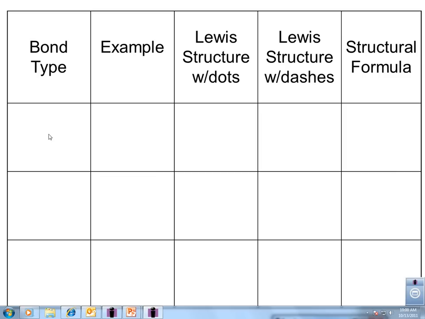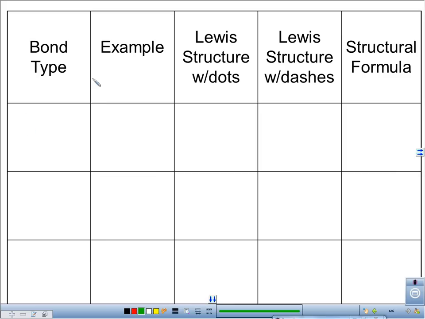So there's three different types of bonds in covalent. We have single, we have double bonds, and we have triple bonds. I will show you examples of them.